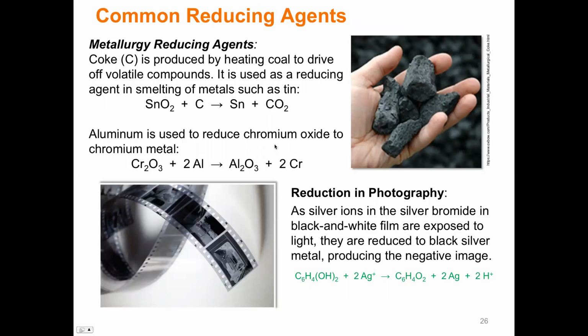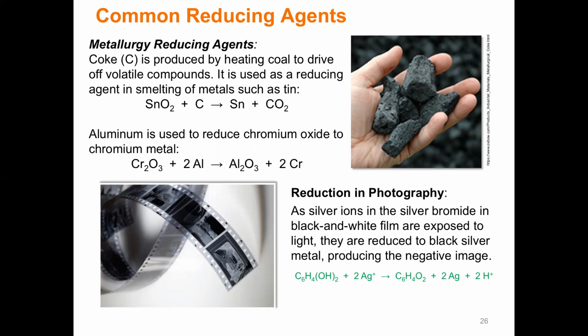Aluminum can be used to reduce chromium oxide to make chromium metal. So you think plating, right? That would be a good reducer. So you can have aluminum and then plate chromium. You can at least imagine that reaction.